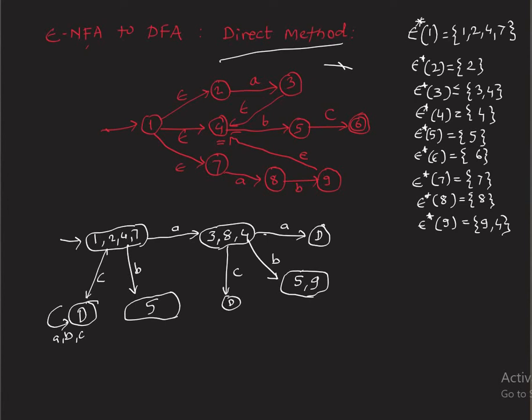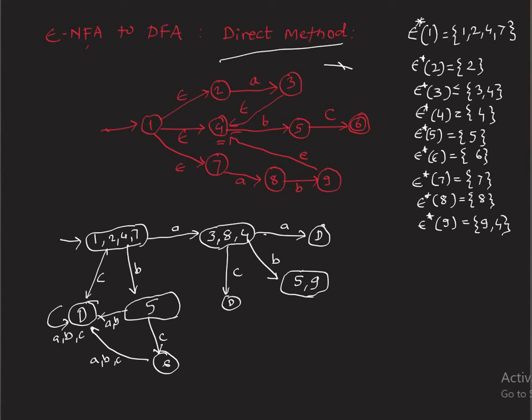Now look at this state 5. In the state 5, for A there is no transition, for B there is no transition. So for A and for B it will just be going to the dead state. Now for C there is one transition, it is going to state 6. Now for state 6 there is no transition for any of the inputs, so for each of the inputs it will just be going to the dead state.